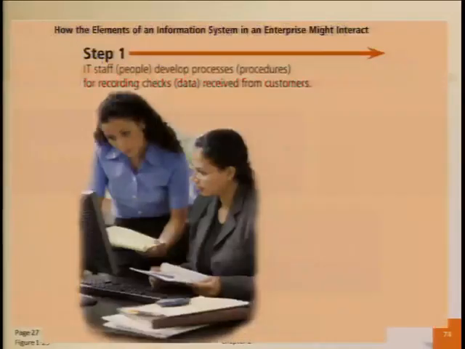We will just take one example to discuss in a corporate setting, right? It says that for this corporate, first, step 1, IT staff. So these IT staff are the people, right? IT staff will actually develop the process. Process is considered a procedure, right? So for what? For recording checks. Checks are considered data. So now we have 3 components already, right? So they need to develop this process for recording the check, and then those checks are received from customers, right? So this is the first step.